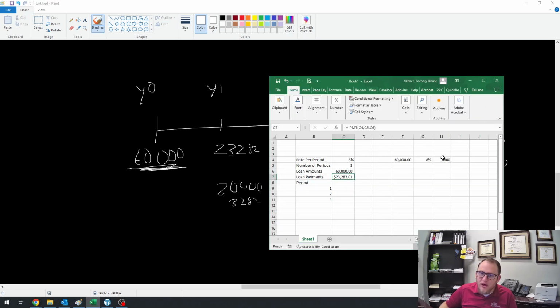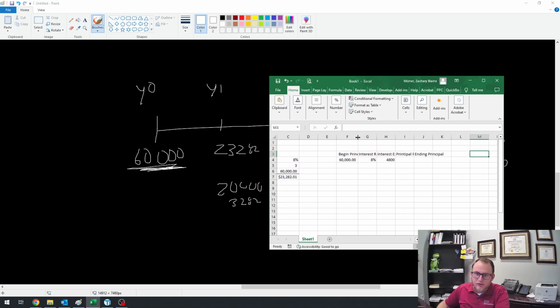So if we go back to Excel, we have our principal balance here of $60,000. We have our interest of 8%. So this first year payment is going to be $4,800 of interest. So here we're going to say beginning principal, interest rate, interest expense, the principal portion, and the ending principal. So let's come over here.